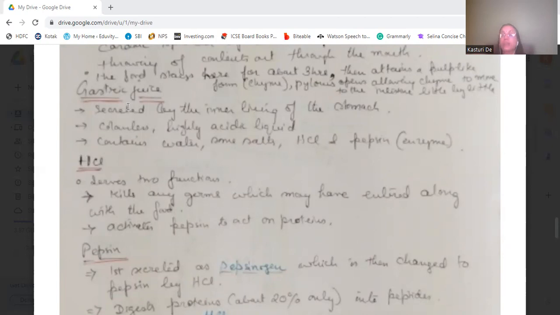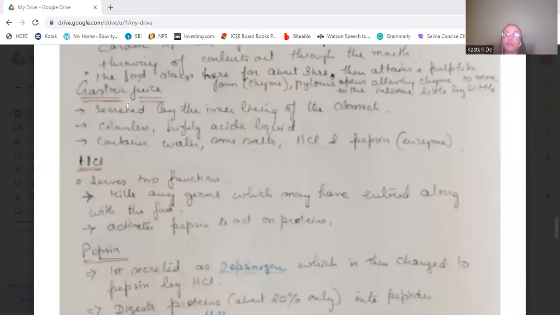So the gastric juice has two major things, HCl and pepsin. Water and salts are also there, but two major components are inside the gastric juice: hydrochloric acid, and pepsin, which is an enzyme. This pepsin is secreted first as pepsinogen, which gets converted into active pepsin by the action of hydrochloric acid.